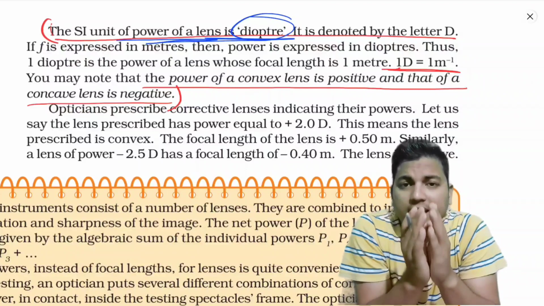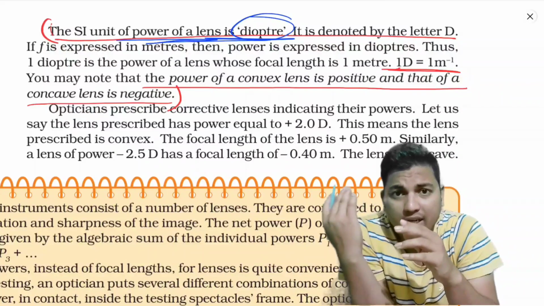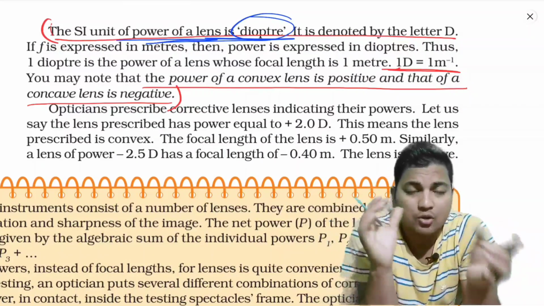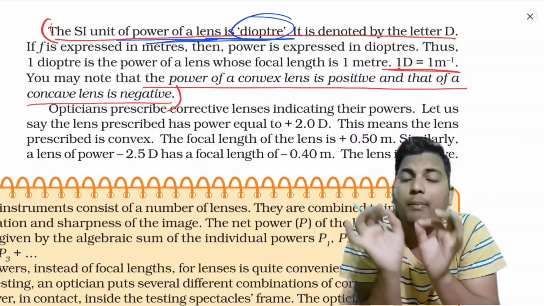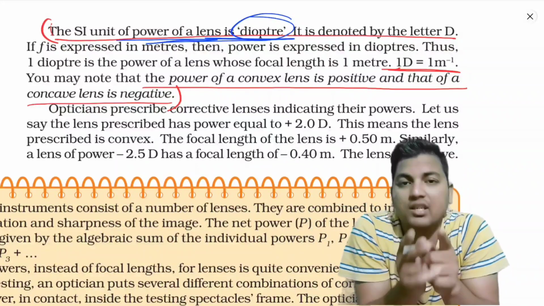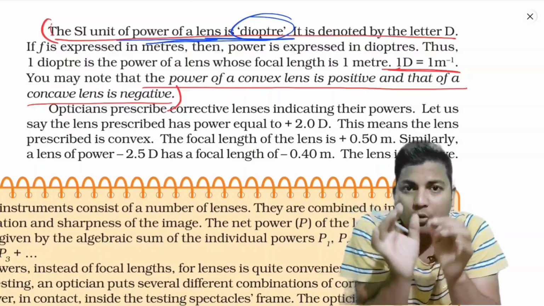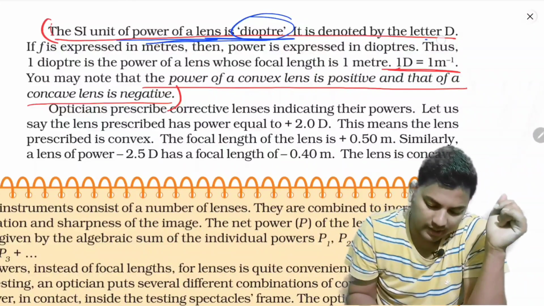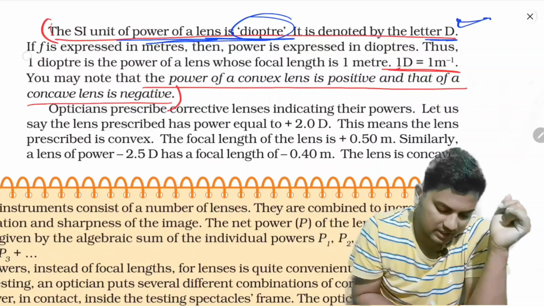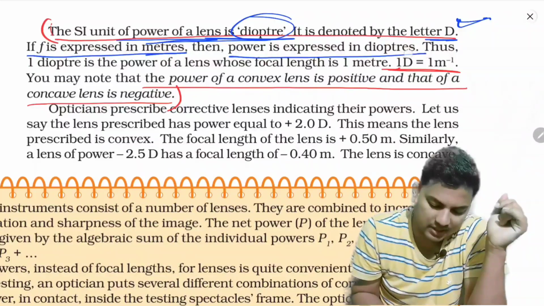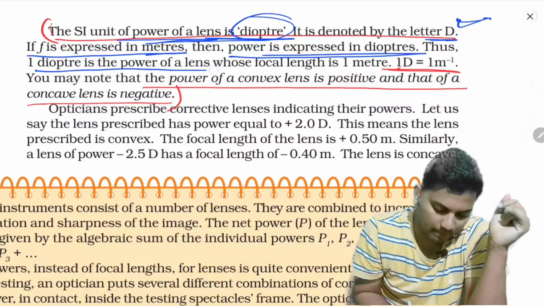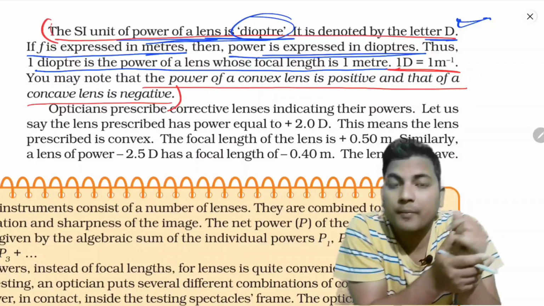Clear? Don't get confused between power, work, energy there, and here, power of a lens. So if a question is asked, what is the SI unit of power of a lens, then you have to write it is diopter. Clear? What is one diopter? It is denoted by the letter capital D. If f is expressed in meters, then power is expressed in diopter. Thus, one diopter is the power of a lens whose focal length is 1 meter.